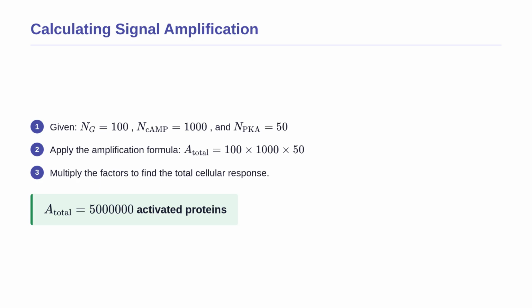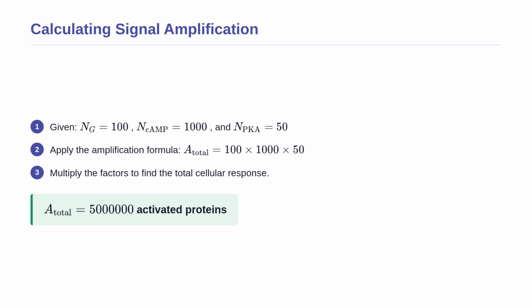Let us calculate the massive power of this cellular relay race with an example. Suppose a single molecule of adrenaline binds to a GPCR on a heart muscle cell. This single GPCR activates 100 G proteins. Each activated G protein stimulates an enzyme that produces 1,000 molecules of cyclic AMP. Finally, each cyclic AMP activates a PKA enzyme that phosphorylates 50 target proteins.